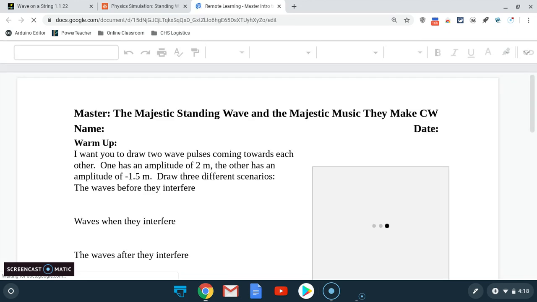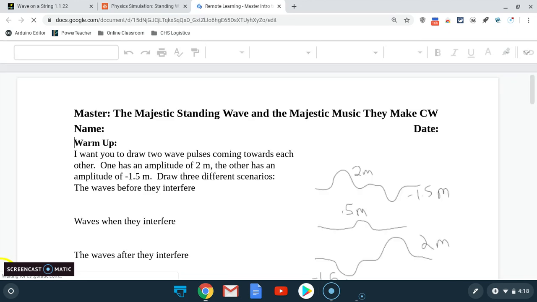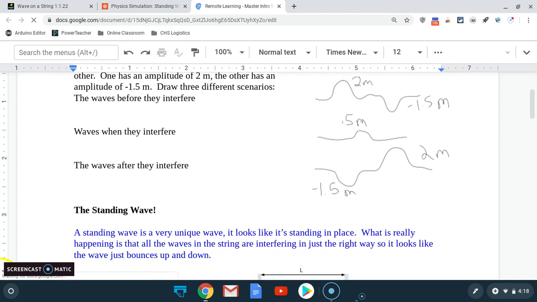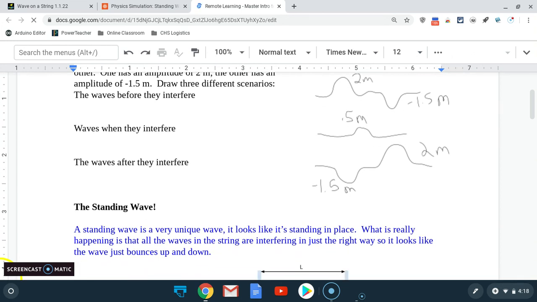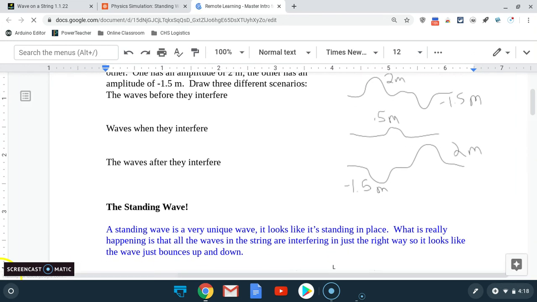Okay. Now I have the master notes, so feel free if you want to copy now exactly what I've written down for my descriptions. But basically, what we're going to say for a standing wave is it's just a very unique type of wave. It just looks like it's standing in place. And really what's happening is that all the waves in the string are just interfering with each other, and they're interfering in such a way that it just looks like in some places there isn't a wave at all. And in other places, it looks like the wave is bouncing up and down very quickly.